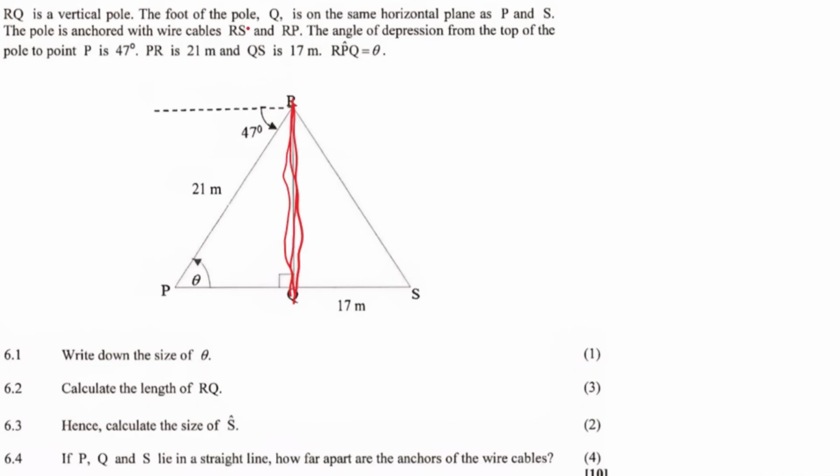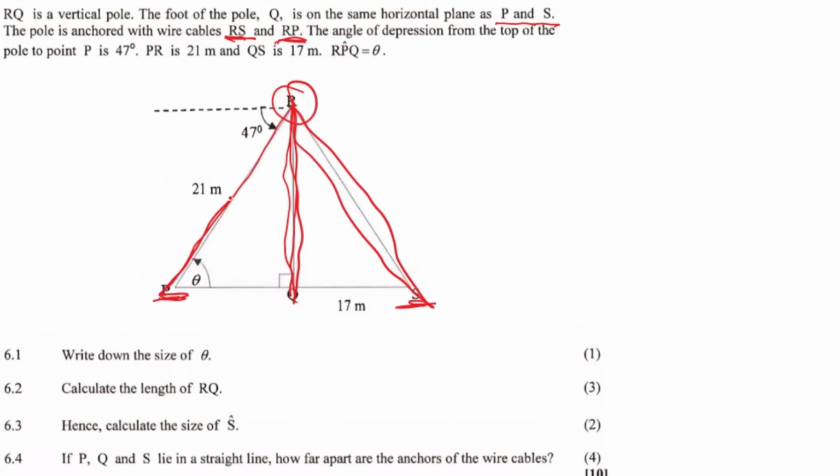Now the foot of the pole Q, it's on the same horizontal plane as P and S. So we've got P and S. The pole is anchored with wire cables RS. So this is RS like this. And RP. So we also have RP.